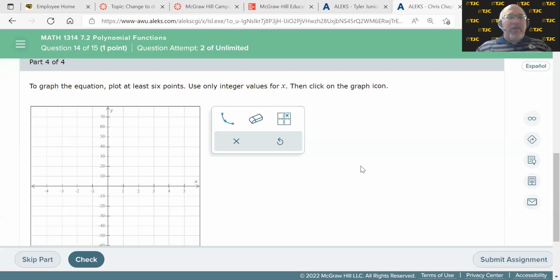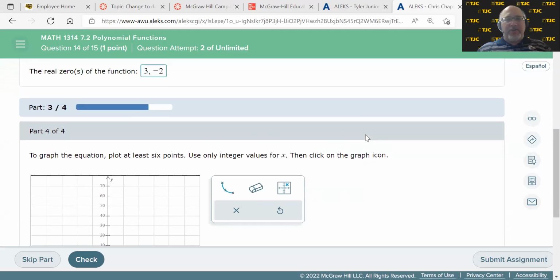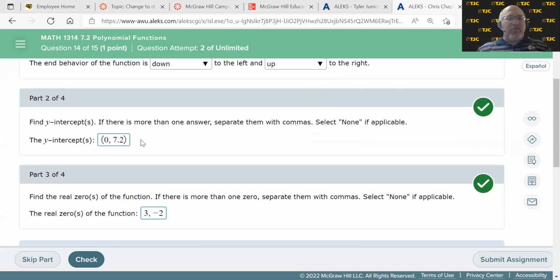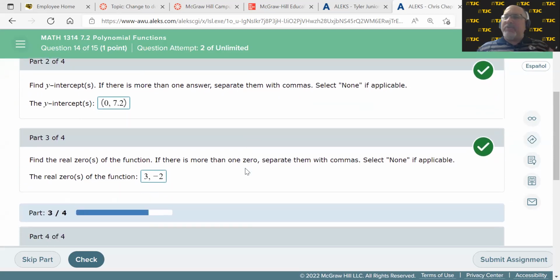All right, and the graphing part, they want me to plot at least 6 points. So that means I should plot 6. Now we've already got 3 ordered pairs. We know the y-intercept is (0, 7.2), but we also know that the zeros of the function correspond to x-intercepts. In other words, as we put each number into the function, we get out 0. So what does that mean for our particular problem?